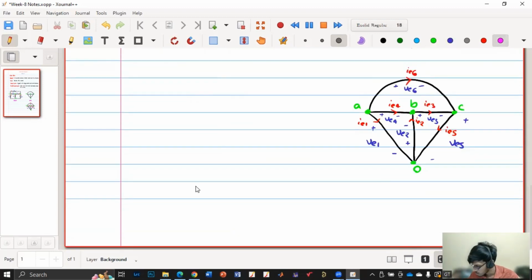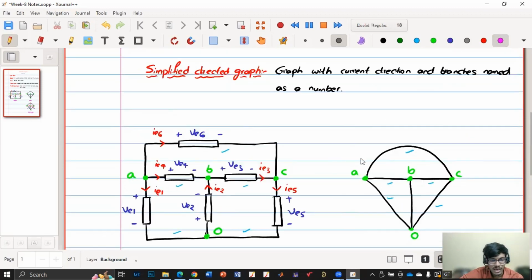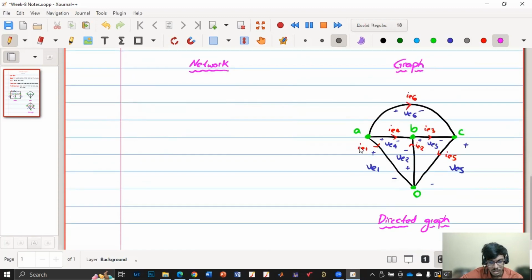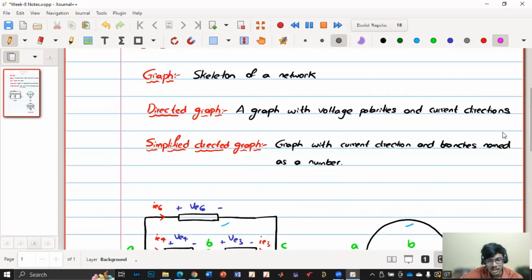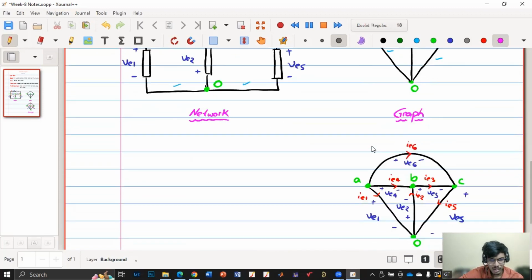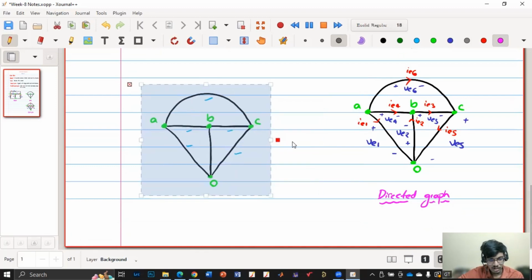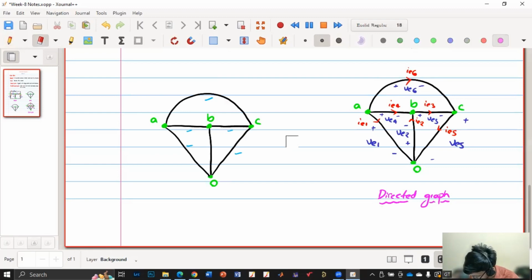This terminology you should understand and also remember, so whenever they ask, it will be clear. So this is a directed graph with all the polarities, everything. Whereas in the case of a simplified directed graph, we will not mention any current names, nor the voltage names, but only the current direction, and branches named as numbers. So we'll consider the graph. This is just a graph, the graph that we have considered earlier.